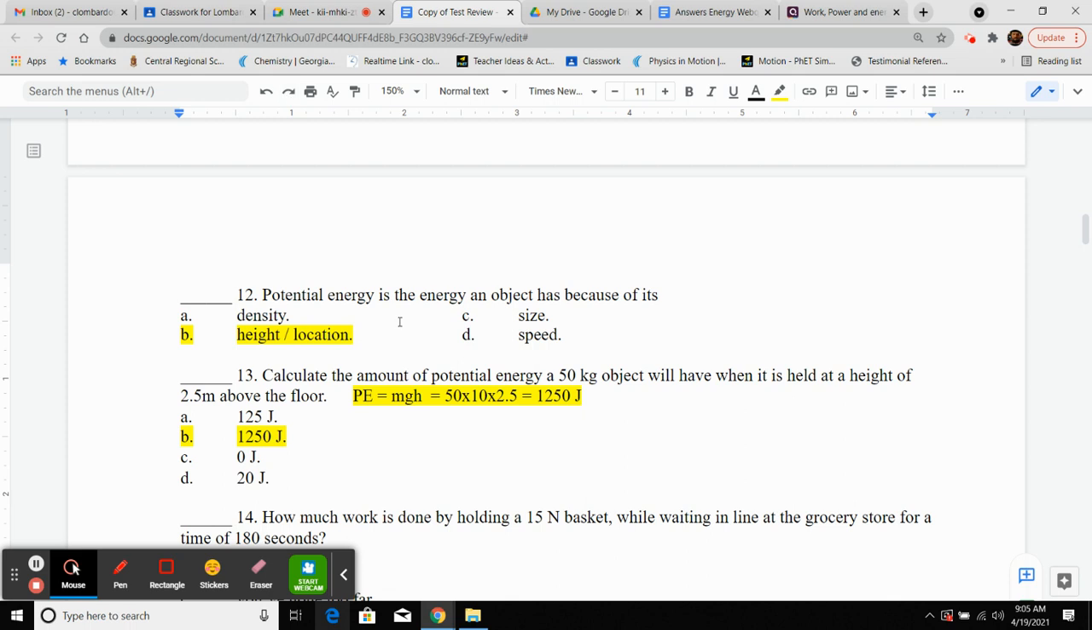What's the last number? 2.5? Yeah, 1,250 joules.